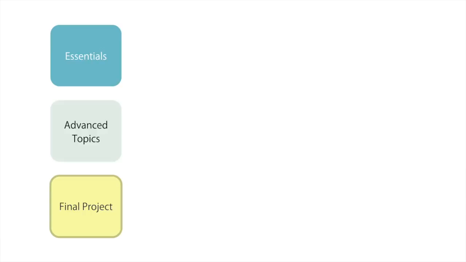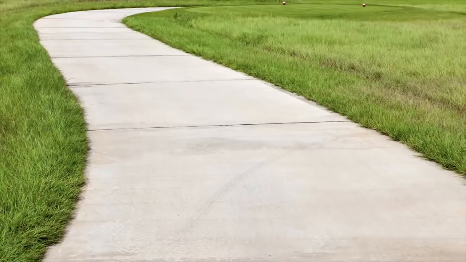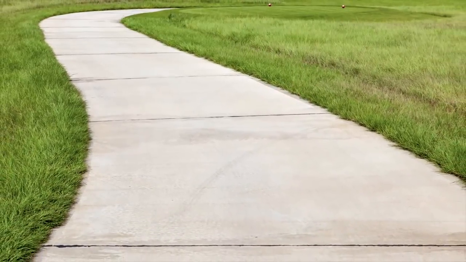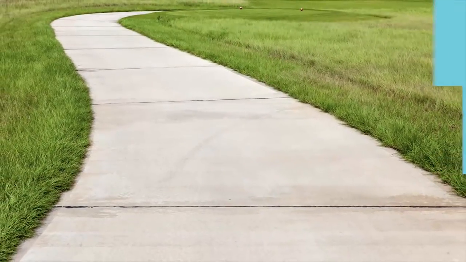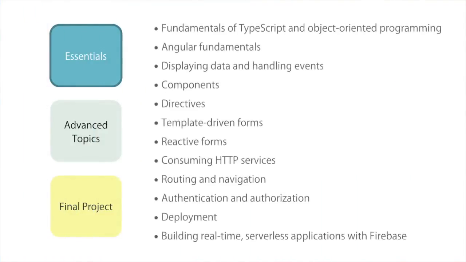Now, I understand that you might be busy and not have enough time to watch the entire course, and that's perfectly fine. So I'm going to give you a shortcut that allows you to get the most out of the course within the shortest possible time. Start with the essentials. Watch all these sections in sequence, but feel free to skip the section called reactive forms because we're not going to use the materials in this section in our final project. Also, you can skip consuming HTTP services as well as authentication and authorization.